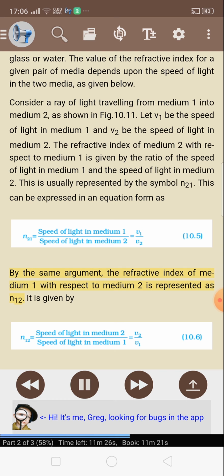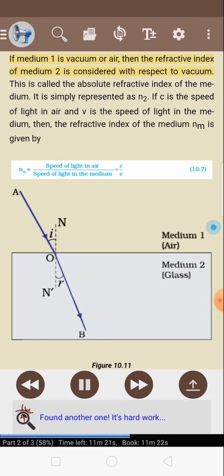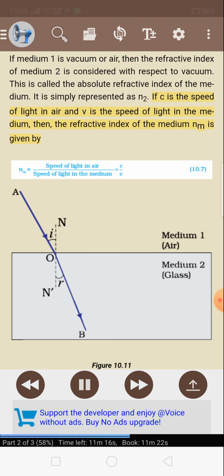By the same argument, the refractive index of medium 1 with respect to medium 2 is represented as n12. It is given by. If medium 1 is vacuum or air, then the refractive index of medium 2 is considered with respect to vacuum. This is called the absolute refractive index of the medium. It is simply represented as n2. If c is the speed of light in air and v is the speed of light in the medium, then the refractive index of the medium n_m is given by. Figure 10.11.